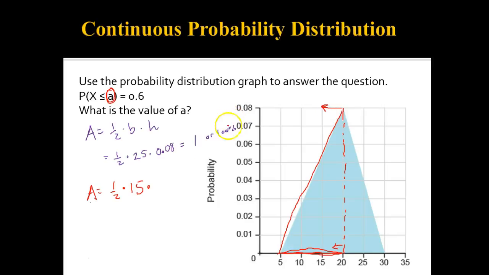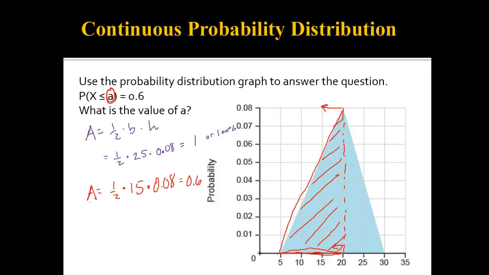It's still 0.08. And I just do that on my calculator. 1/2 or 0.5 times 15 times 0.08. And that equals, no joke, this is the way it comes out, 0.6, which is 60%. So that side of the triangle is 60%. The other side of the triangle is 40%. So all of the chances that are 20 or less, the probabilities all add up to 60%.